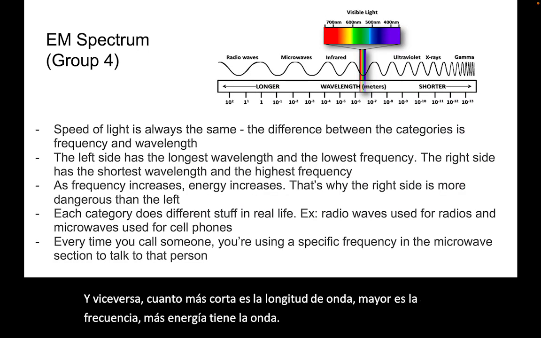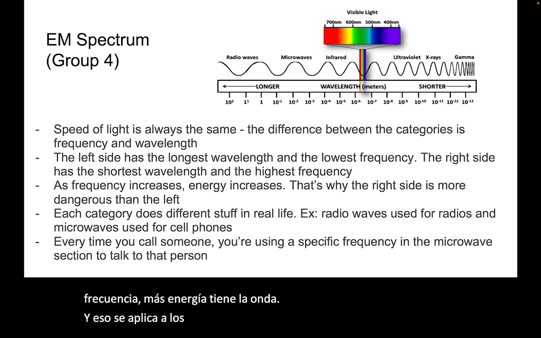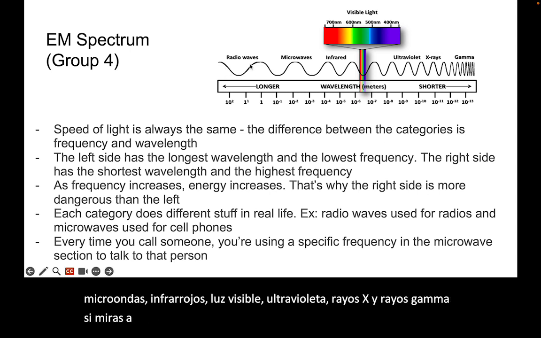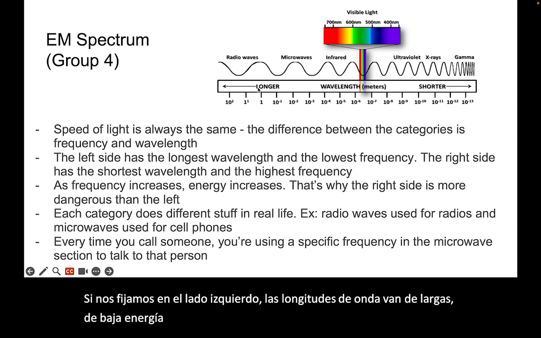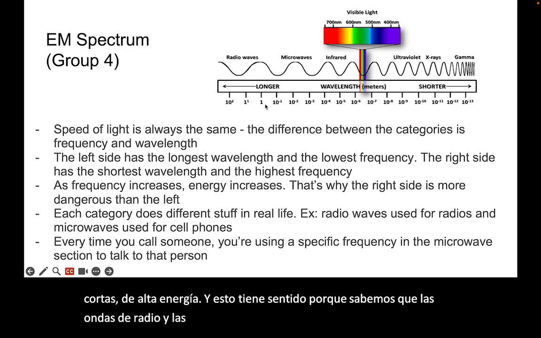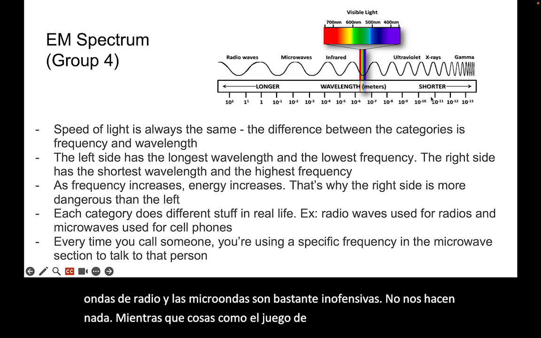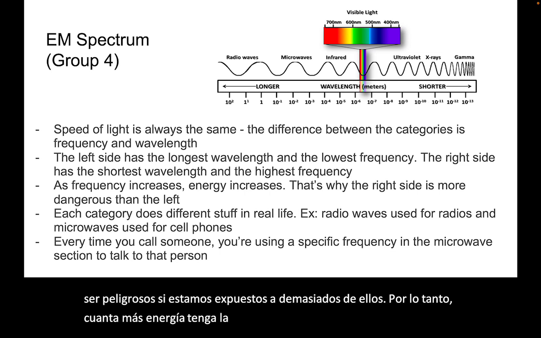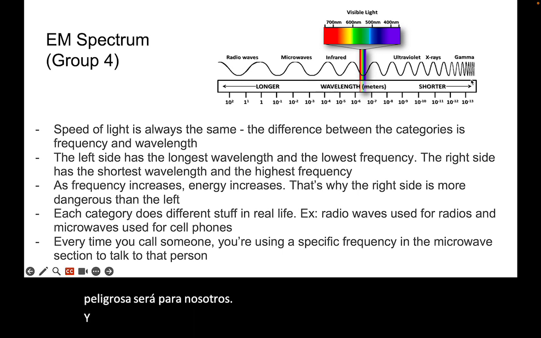And that applies to the EM spectrum as well. It goes radio, microwave, infrared, visible light, ultraviolet, X-rays, and gamma rays. If you look at the left side, the wavelengths go from long, low energy to short wavelengths, high energy. And this makes sense because we know that radio waves and microwaves are pretty harmless. They don't do anything to us, whereas things like X-rays, gamma rays can be dangerous if we are exposed to too much of them. So the more energy the part of the EM spectrum has, the more dangerous it is to us.